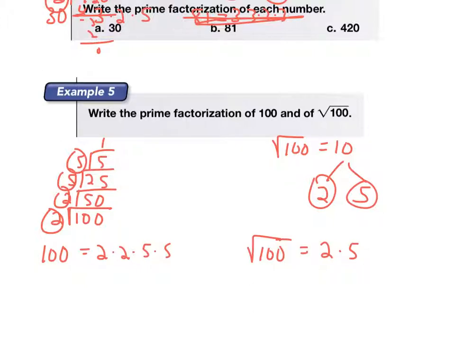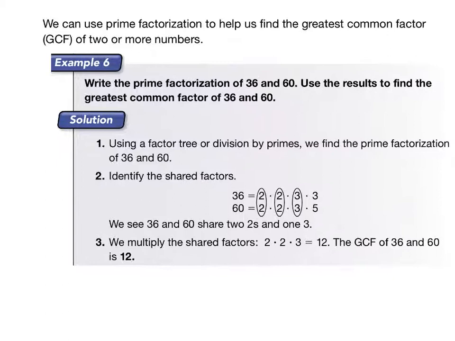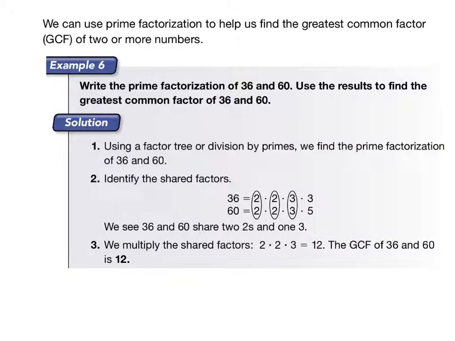All right. Our last example is here, and it says we can use prime factorization to help us find the greatest common factor of 2 or more numbers. So this is important, so write this example down. It says example 6, write down the question. It says write the prime factorization of 36 and 60. Use the results to find the greatest common factor of 36 and 60.